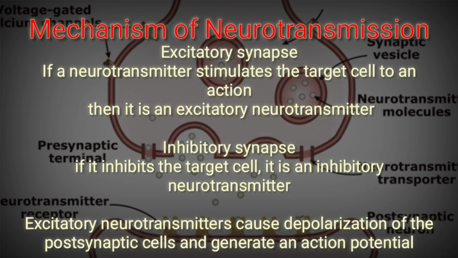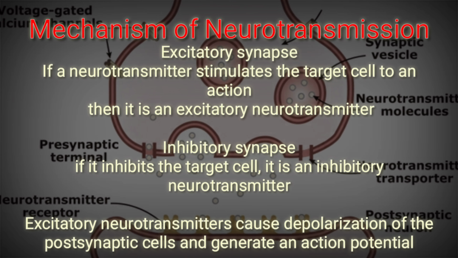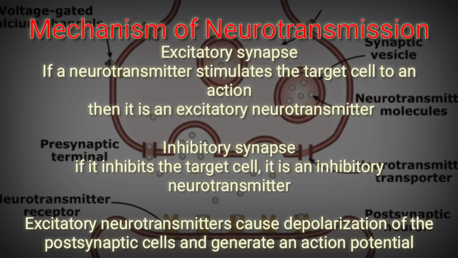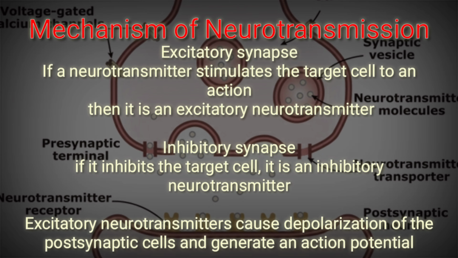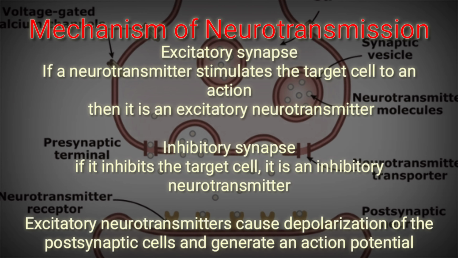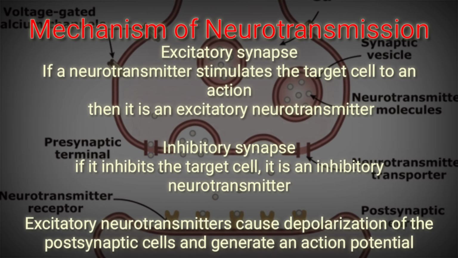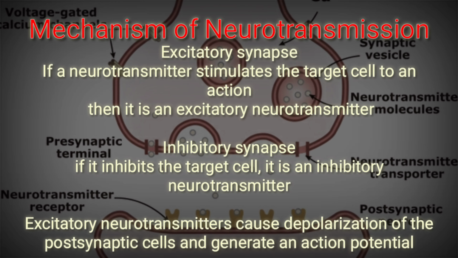If a neurotransmitter stimulates the target cell to an action, then it is an excitatory neurotransmitter acting in an excitatory synapse. On the other hand, if it inhibits the target cell, it is an inhibitory neurotransmitter acting in an inhibitory synapse. So, the type of the synapse and the response of the target tissue depends on the type of neurotransmitter.